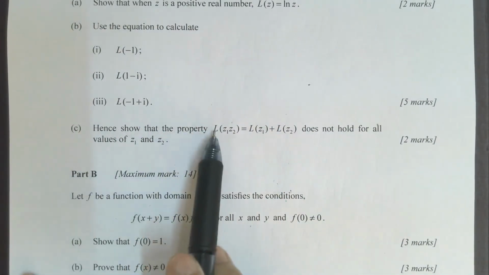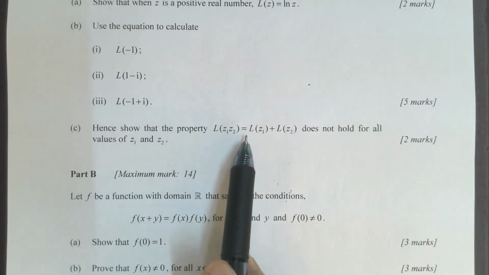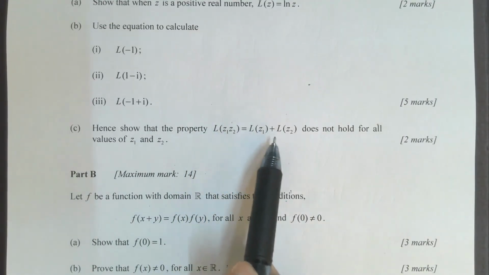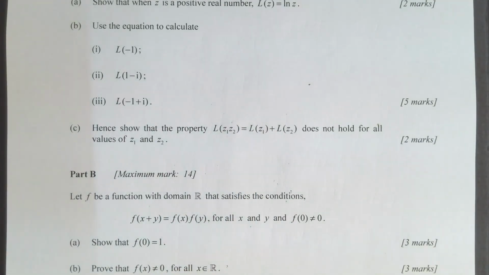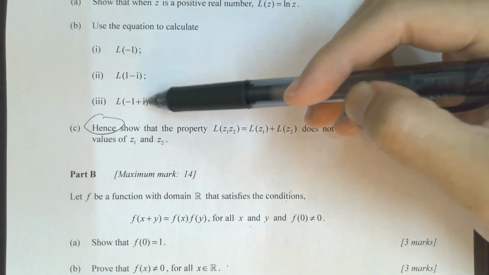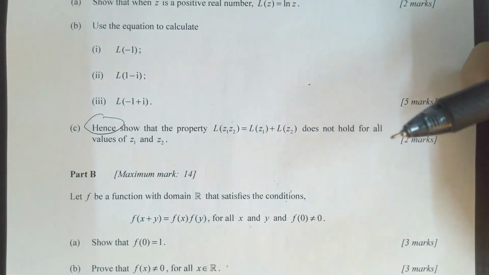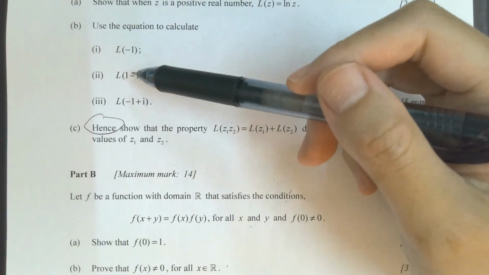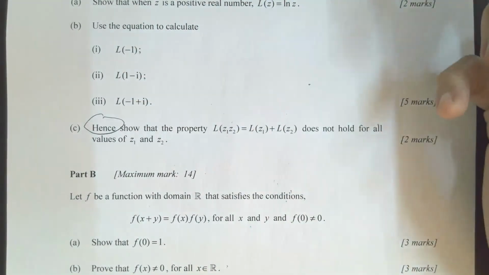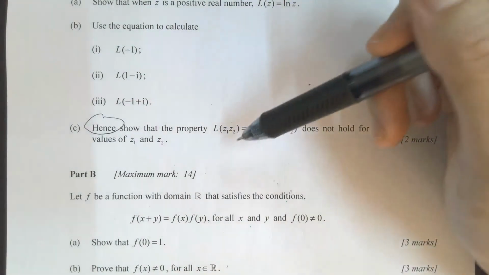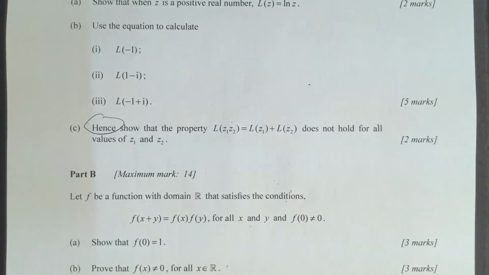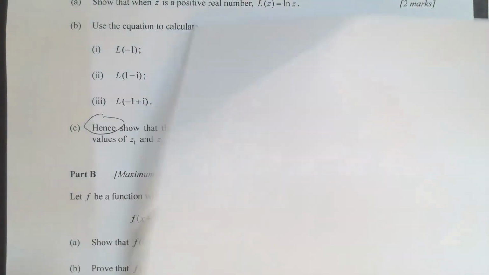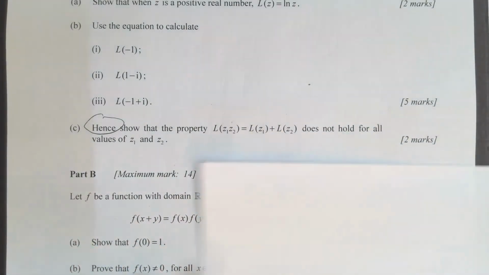Show that L of Z1 times Z2 is equal to L of Z1 plus L of Z2 doesn't hold for all values of Z1 and Z2. Now, a keyword in this question, of course, is hence, which is to say, to use our information from what we got previously. So what have we got previously? We've got this one, and this one. So what does it mean? If you're sharp enough, you have to take a look at the relationship between all three complex numbers identified here. We want to use L of Z1 Z2.